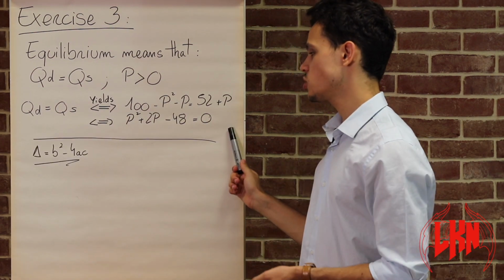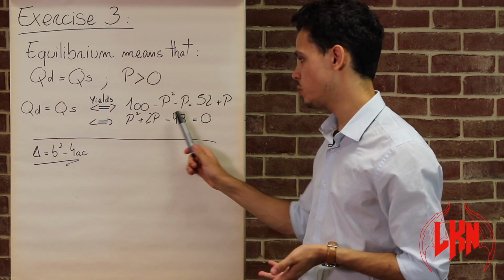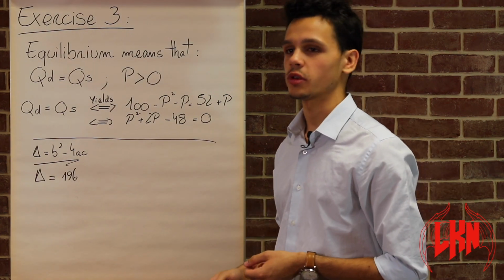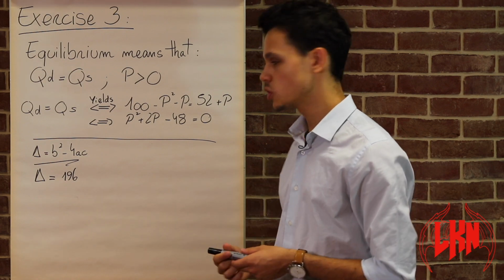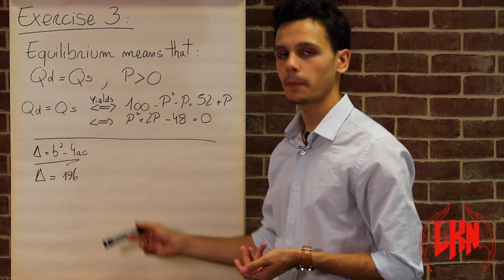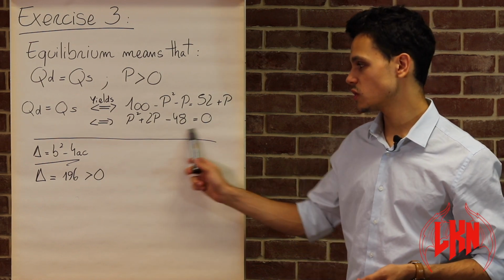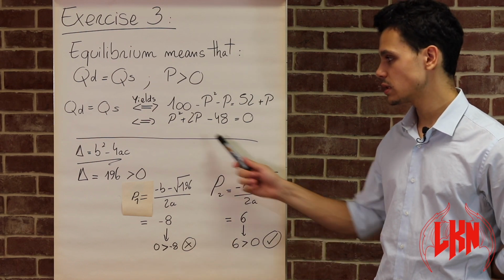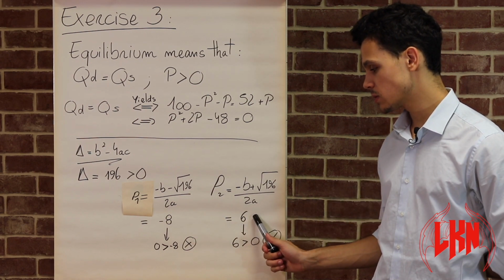In order to solve this equation, we're going to use the determinant formula to give us the values of p for which this is verified. Using the determinant formula, we get that the determinant is equal to 196. So we just took the components of that equation and put them through the formula. Since 196 is superior to 0, we know that the equation is going to have two solutions, which are minus 8 and 6.